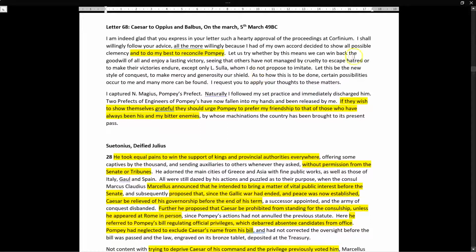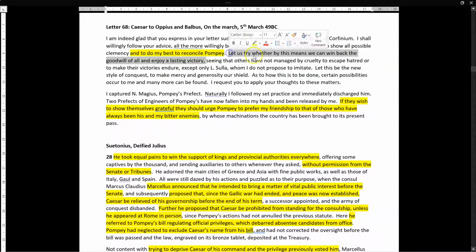"Let us try whether by this means we can win back the goodwill of all and enjoy a lasting victory." So he basically wants to try and win over Caesar's supporters in order to take the wind out of Caesar's sails, and therefore people would support Pompey and his side of the army. He has captured a few deserters, from memory. "If they wish to show themselves grateful, they should urge Pompey to prefer my friendship to that of those who have always been his and my bitter enemies."